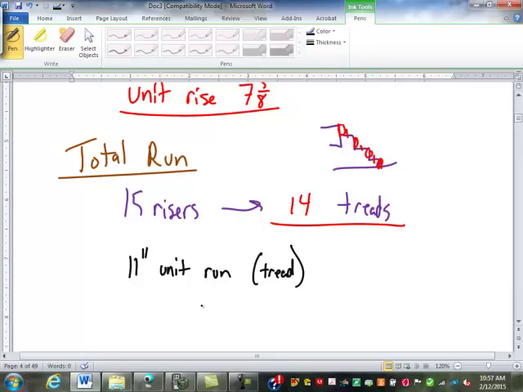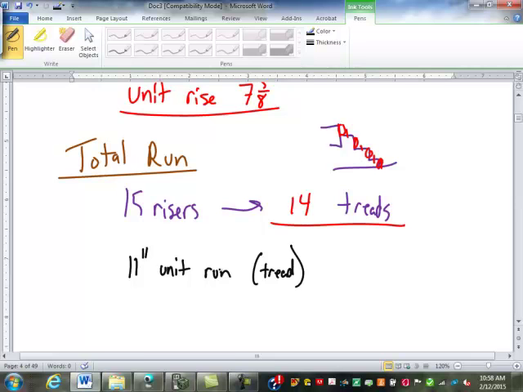The reason I use 11 inches is because two 2x6s side by side is exactly 11 inches. I know a lot of people use the pre-cut 12-inch treads or whatever more. They're expensive and I don't like them. You screw down 2x6s, screw them, glue them, they're just as good.